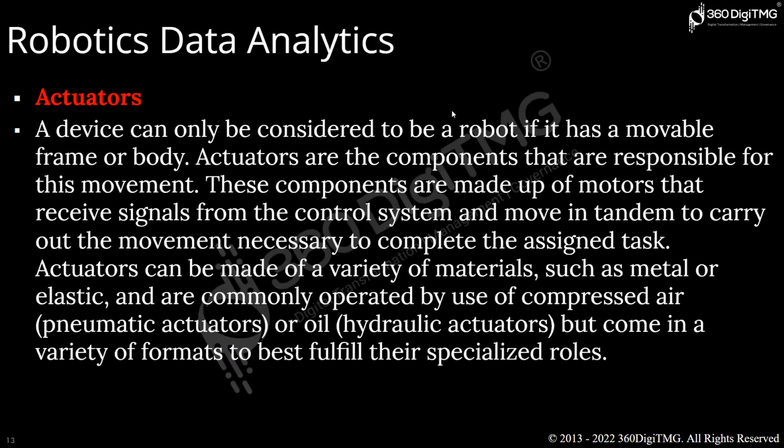Actuators. Actuators, right? A device can only be considered a robot if it has a movable frame or body. These actuators are nothing but a physical thing, guys, where the robot is going to move. Not in a coma state, not moving anyway, just staying there. No, right? It's only considered a robot if it is moving. Actuators are the components that are responsible for this movement.